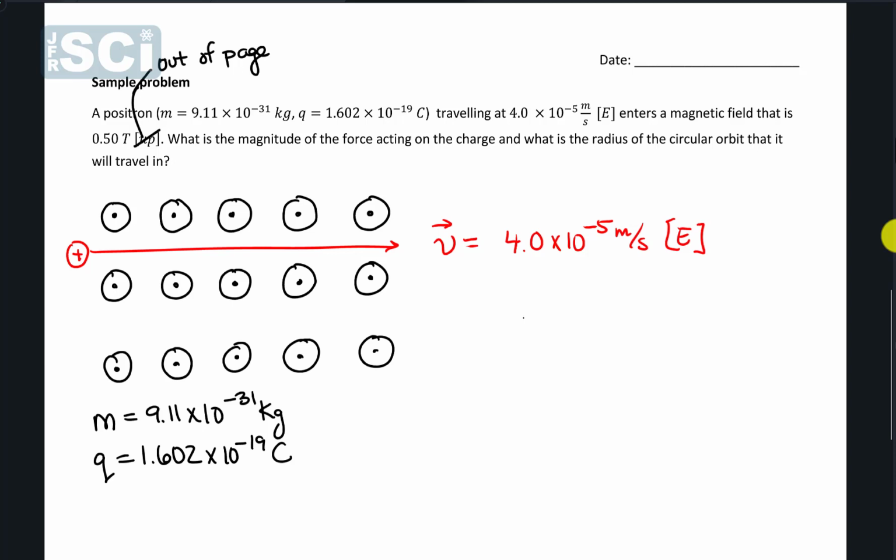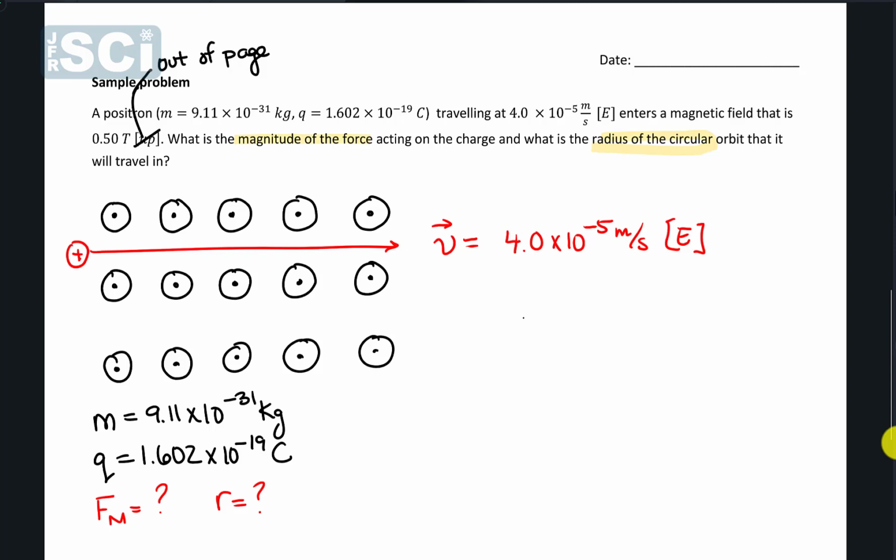And what we want to do with this question is we want to try to find the radius of the circular orbit. So here we go. We want to find the radius of the circular orbit, and we want to find the force, the magnitude of the force acting on this charge. So let's go ahead and say we want to find the magnitude of the magnetic force, and we want to find the radius of this curvature.